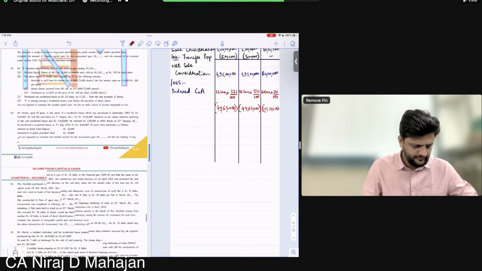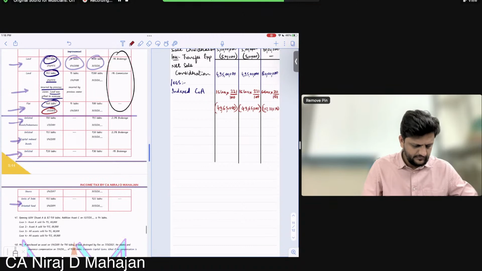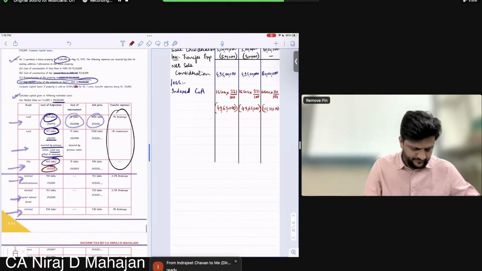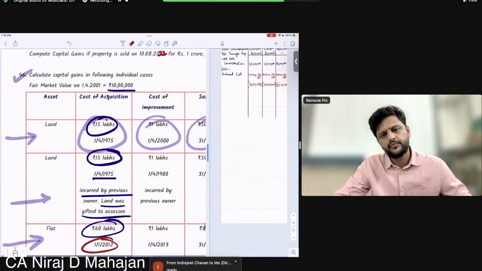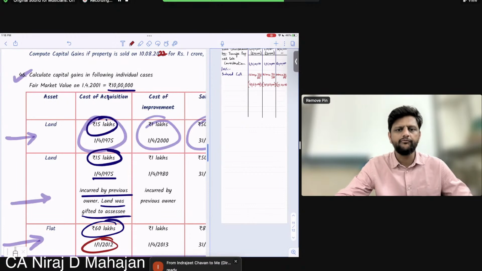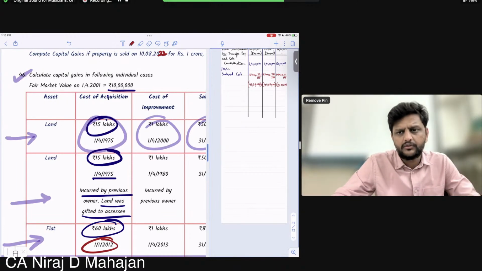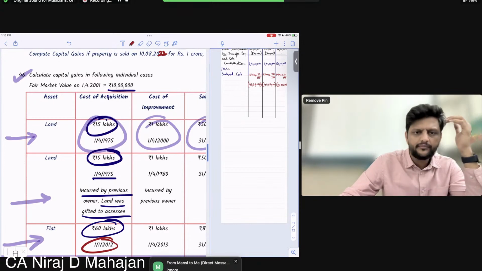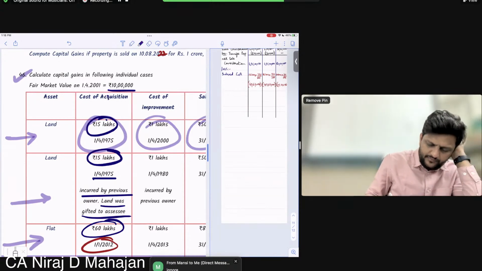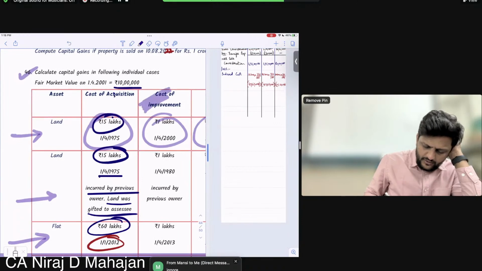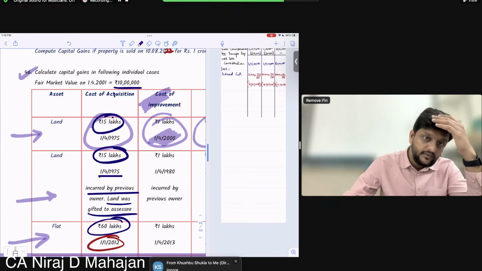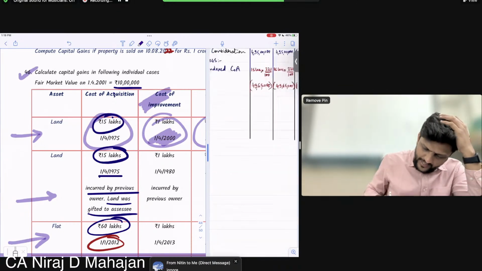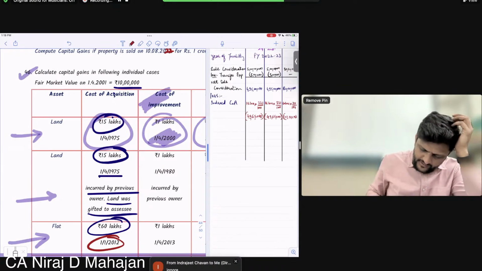Ready now, all of you? COI. Chalo, first one. 1/4/2001. What do we do? 1/4/2001. Sorry, not 2001. 1/4/2000. No, sorry. The COI, bacho, is when? For the first property. 1/4/2000. Correct, Mansi? What do we do, bacho? Of cost of improvement incurred before 1/4/2001, we ignore it. So I'm just writing simply a dash. I'll write down that later on. If it is allowed, then we'll take indexation.